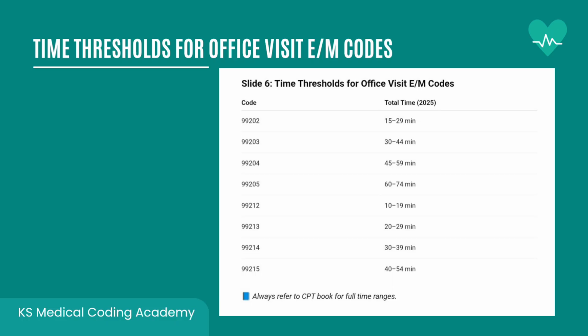99202 is for 15 to 29 minutes. 99203 is for 30 to 44 minutes. 99204 is for 45 to 59 minutes. 99205 is for 60 to 74 minutes. For established patients, 99212 equals 10 to 19 minutes. 99213 equals 20 to 29 minutes. 99214 equals 30 to 39 minutes. 99215 equals 40 to 54 minutes. These time ranges are essential to memorize or bookmark in your CPT book.